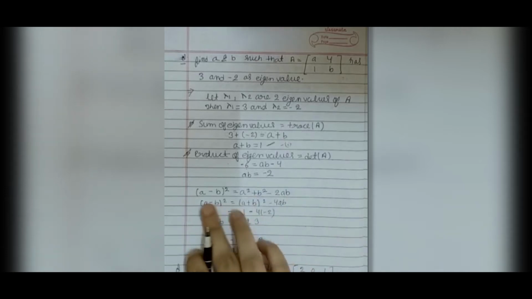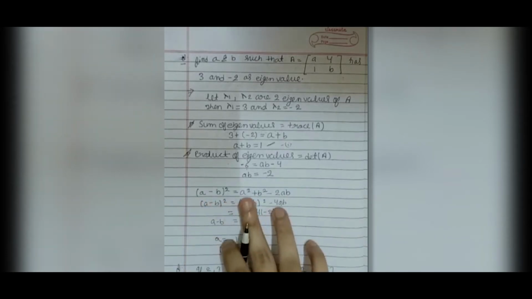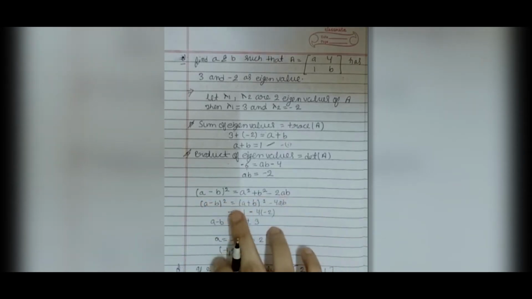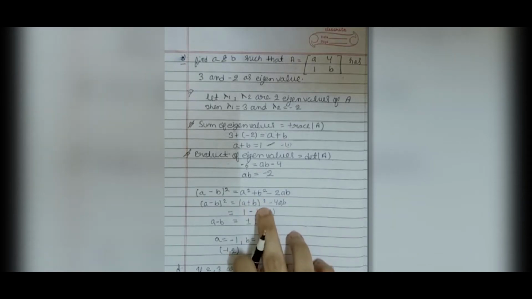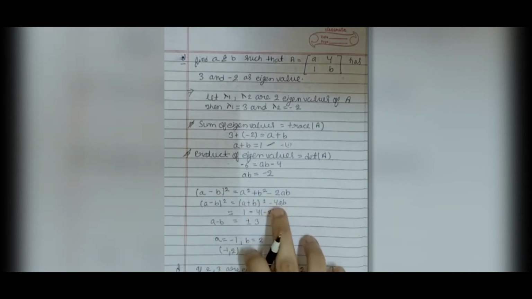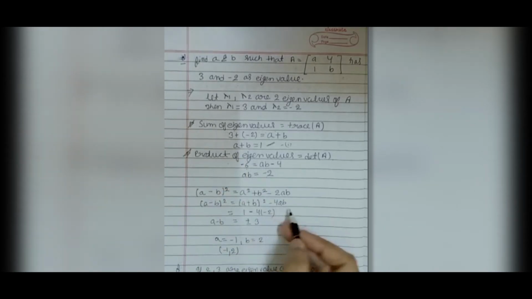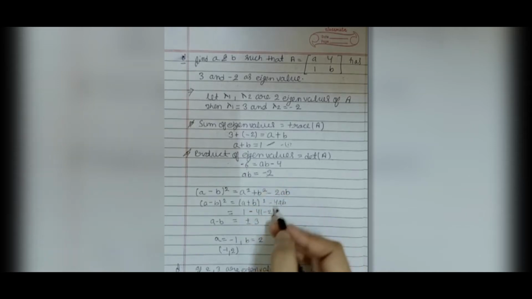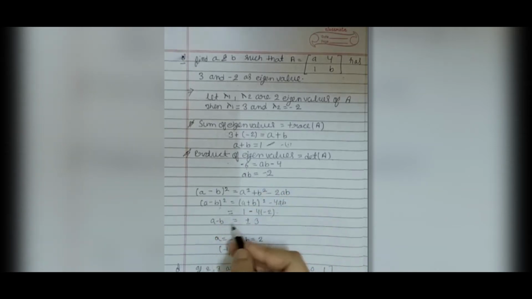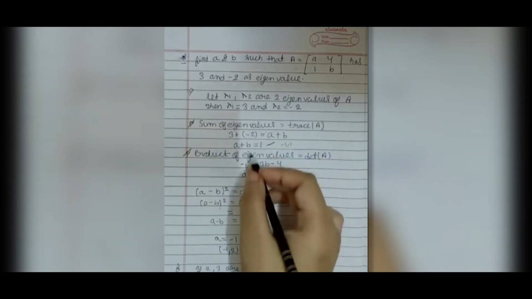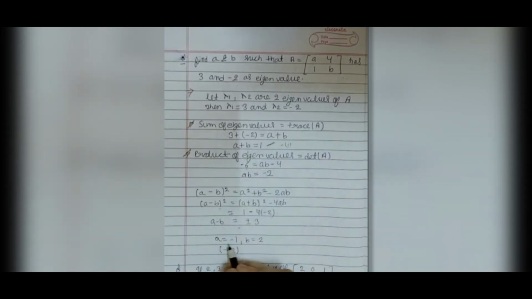And now (a minus b) whole square equals a square plus b square minus 2ab. Just write this as (a plus b) whole square, what extra is left is minus 4ab. Now all the rest is substitution only. a plus b is this, minus 4 into ab is this. Substituting all this, we get a minus b as plus or minus 3, and we have a plus b. So from these two equations we get a as minus 1 and b as minus 2.